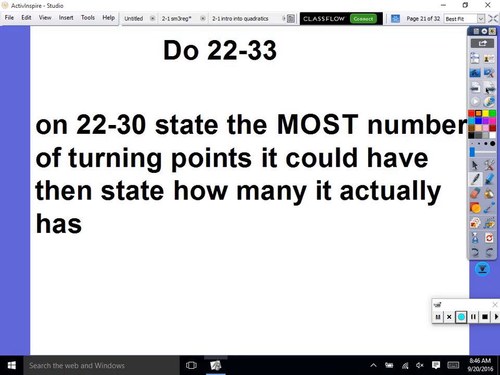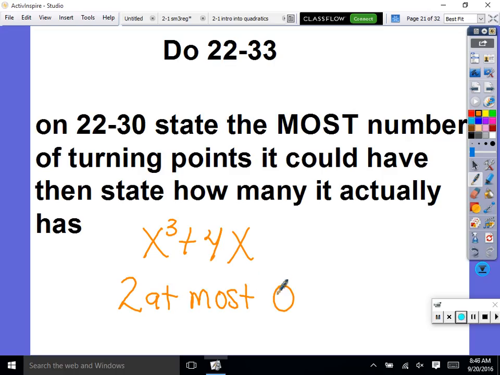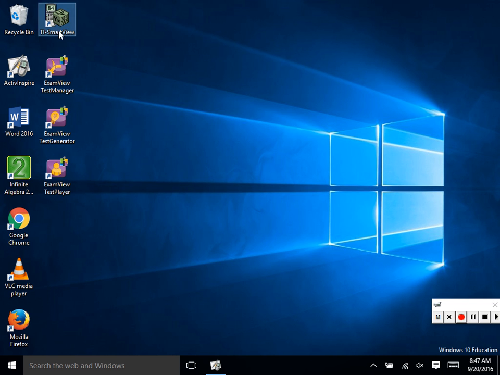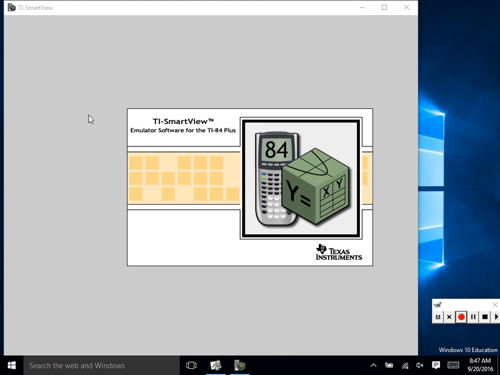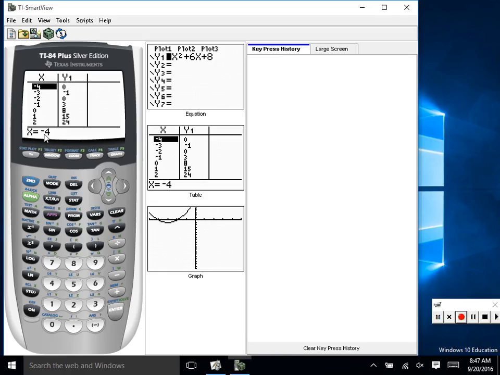So everybody, let's look at number 31 together. It's x cubed plus 4x. What's the most number of turning points we could have? 2 at most, correct? Everybody? But couldn't we have 0? 0. So 2 at most or 0 turning points. So now pull up your graphing calculator real quick and type it in. X cubed plus 4x. And then look and see how many it actually has.